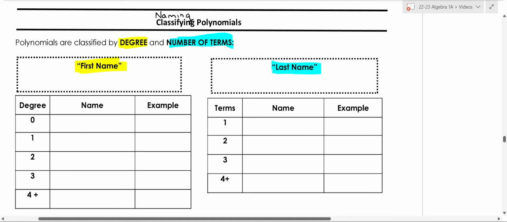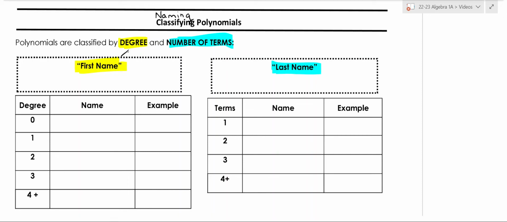Hello dearies, this is Miss Medina and we're going to learn how to name or classify polynomials. Polynomials are classified by their degree, which we consider to be their first name, and by the number of terms, which is their last name. And just like we all like for our names to be remembered, so do the polynomials.